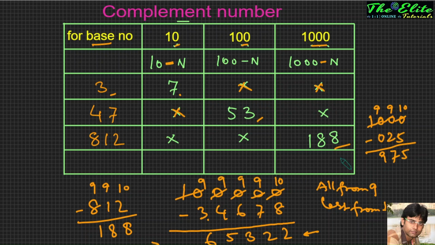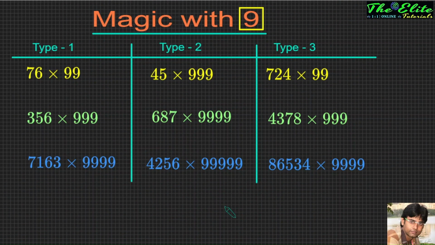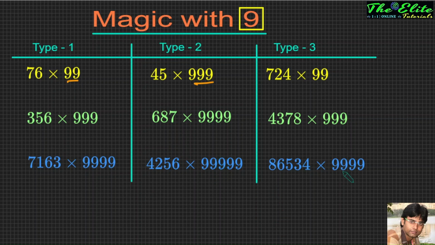Okay. So we have learned how to find the complement number of any number. We are going to use this in the techniques we will be learning ahead. So here, this slide is all about magic with 9. It means suppose you are asked to multiply any number by 9s like double nine or triple nine or 4 times 9 or 5 times 9. You can see the examples here. Lots of examples are there. So how can you do that quickly?